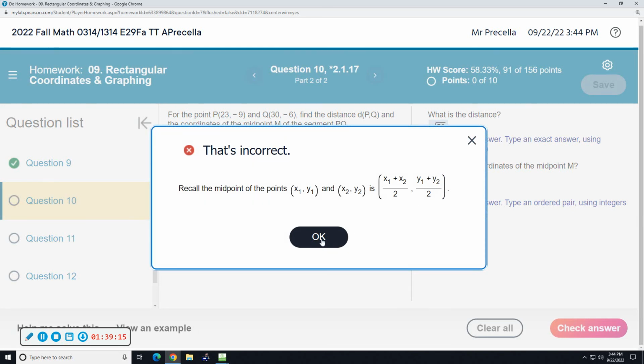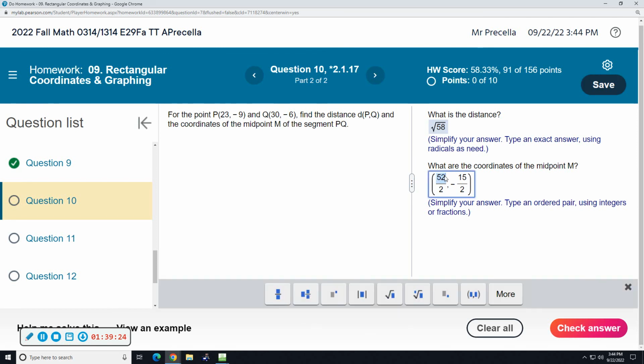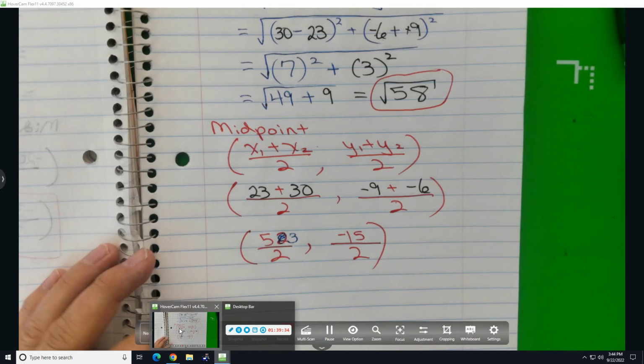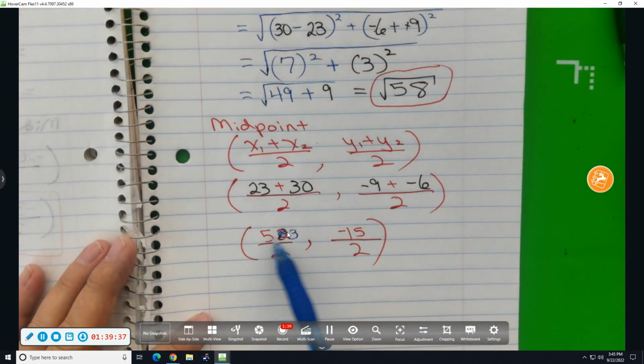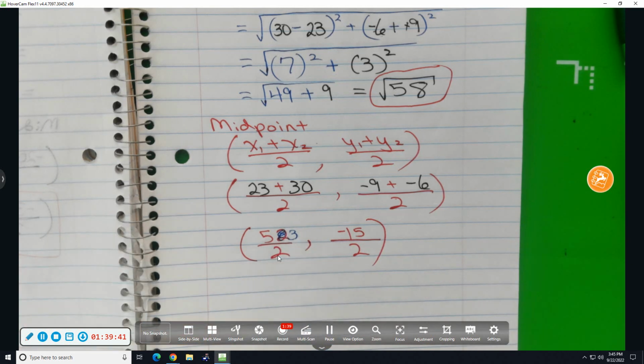Uh-oh, but I typed wrong. You typed in 52 instead of 53. Oh, I wrote 52, did I? Thank you. Let me show them. Corrected. That was 53. 23 plus 30 is 53 over 2. Any questions?